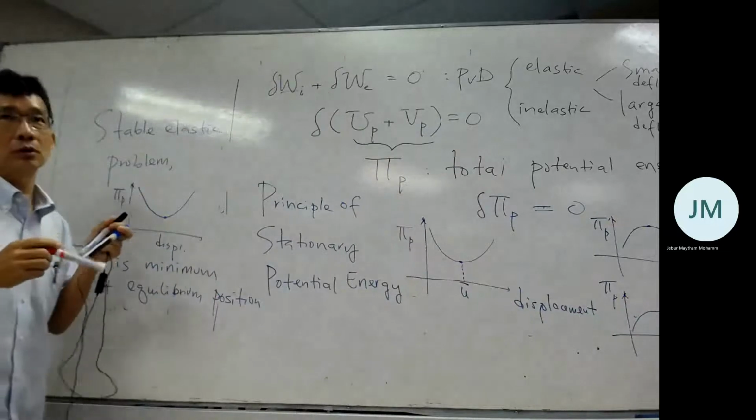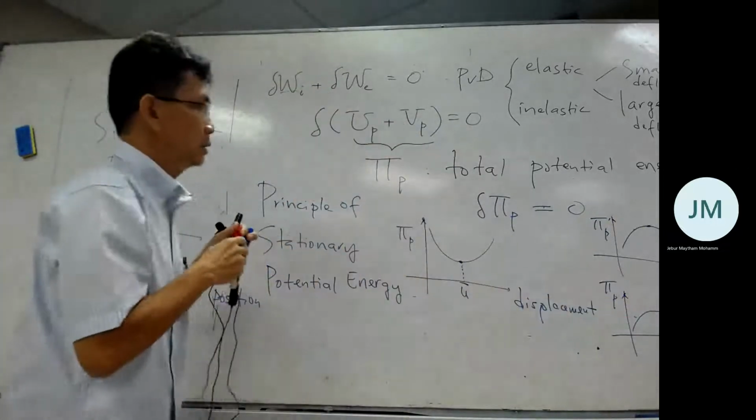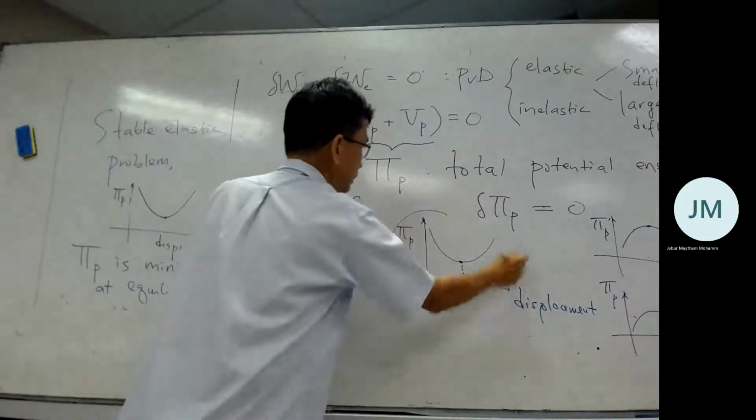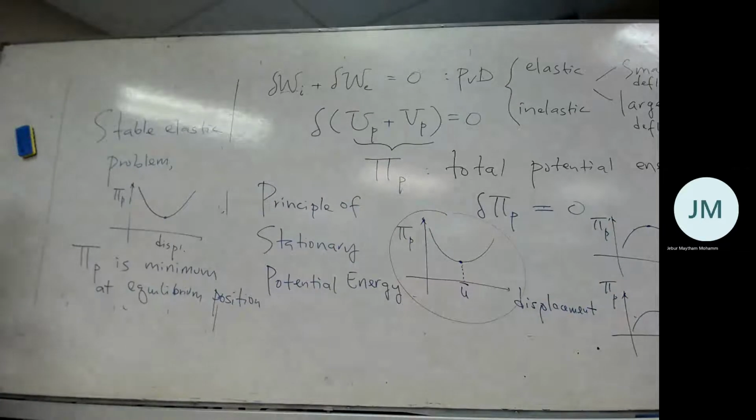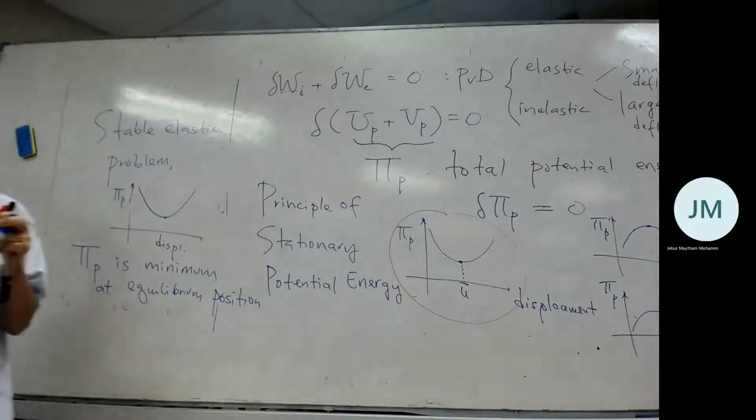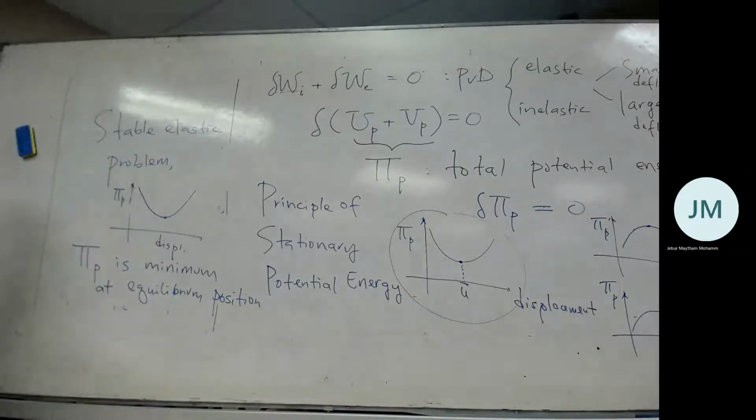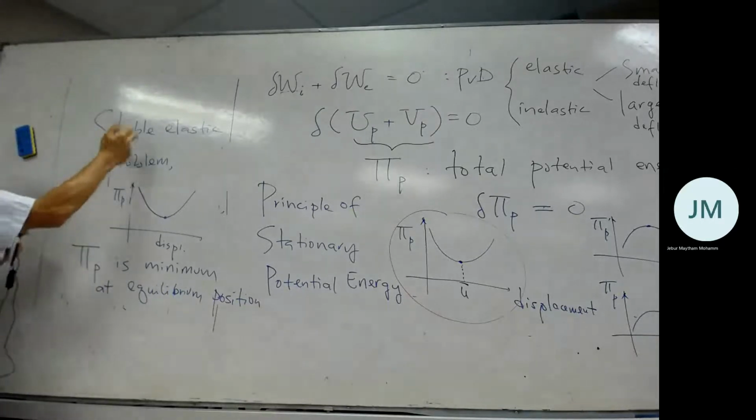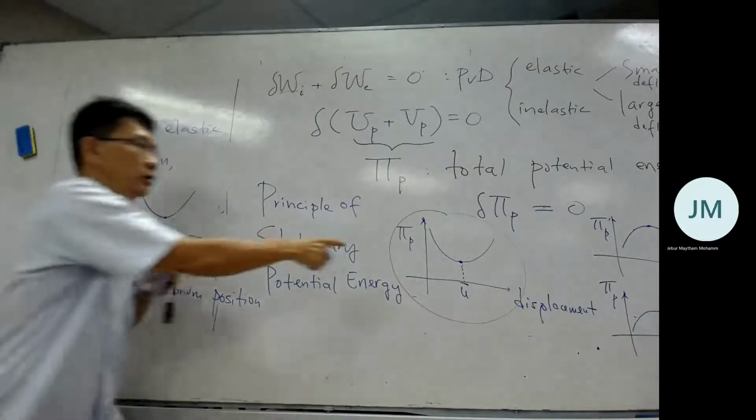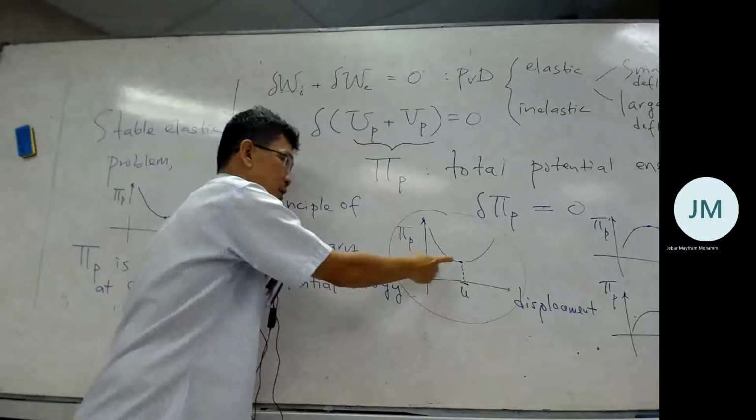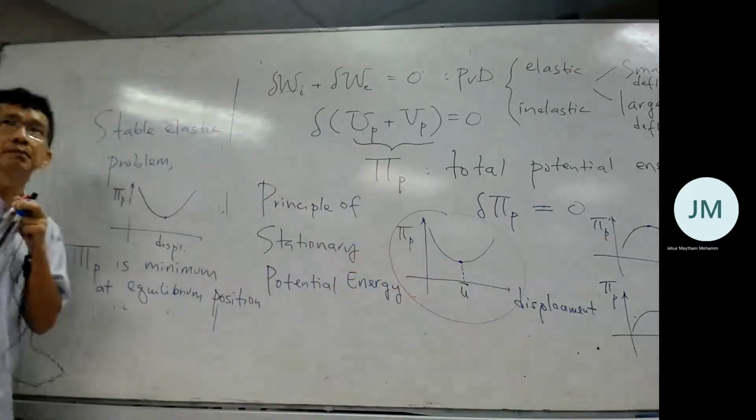So we are not going to go into this problem. Our focus is on this particular type of problem here, where the pi p is minimum, which means we restrict ourselves to the problem of stable elastic equilibrium. Equilibrium can be stable, unstable, and neutral. Later, when we go to 663, we have equilibrium can be stable, unstable, and neutral. So what we are going to apply to is stable elastic problem, meaning that the total potential energy is minimum at equilibrium positions.